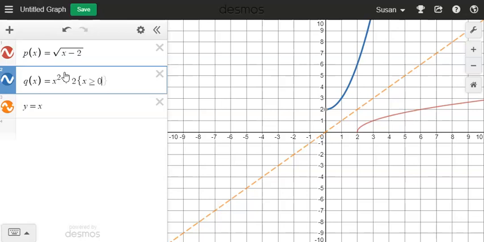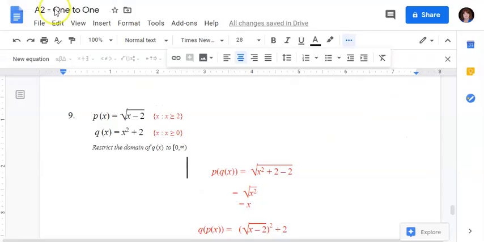And now you can see that the domain for our function q of x makes those two pieces look the same. They're the same shape. They're just reflected over the line y is equal to x. So what I've done in here is I've put the restriction, and I went ahead and put on here the restriction on the p of x that was already there. I didn't have to put it in my graph, but the values for x are only going to give us function values when x is greater than or equal to 2.